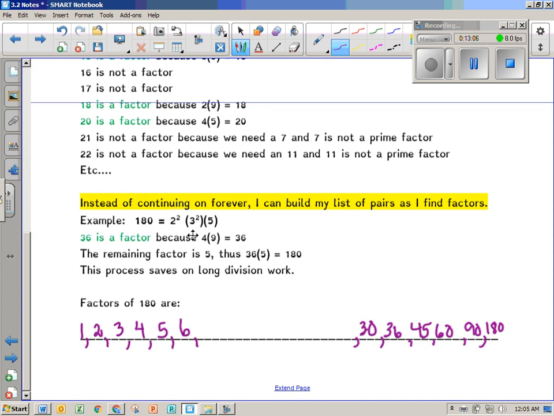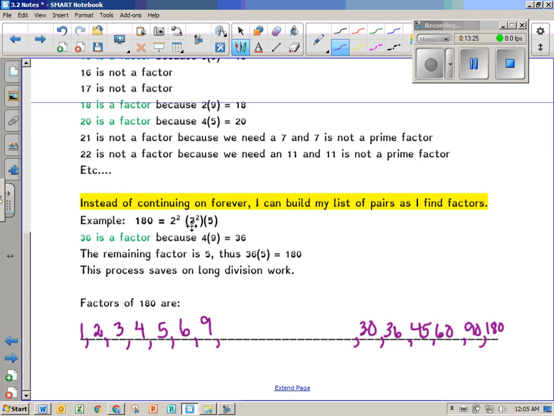Still working. We look up here. We know 7 is not listed. It's not a factor. 8 can't be a factor because I would need 3 2's to have an 8. So I don't have anything up here that multiplies together to be 8. 9 is a factor because it's listed there as 3 squared.